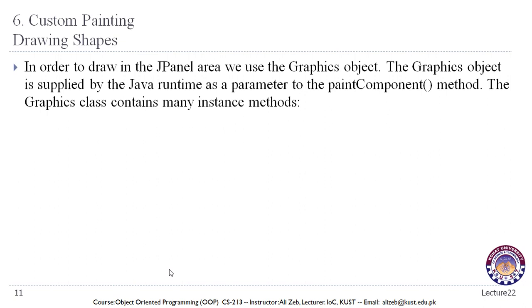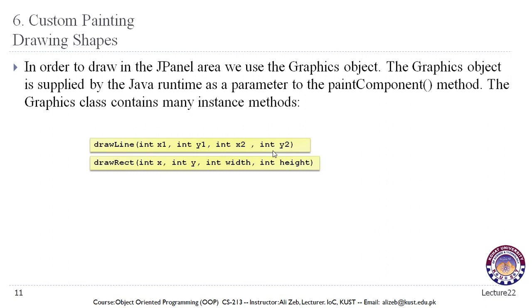You can also draw shapes. In order to draw in the JPanel area, we use the Graphics object. The Graphics object is supplied by the Java runtime as a parameter to the paintComponent method. The Graphics class contains many instance methods. For example, we have drawLine. The drawLine method helps us to draw lines on our JPanel. x1 and y1 show the initial point of the line, and x2 and y2 show the end point of the line.